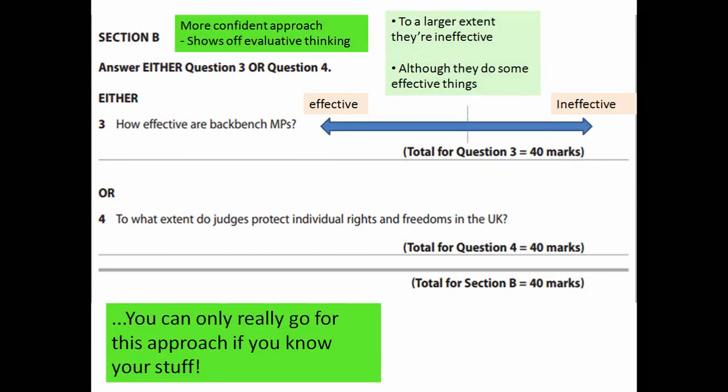But you want to do something a bit more ambitious for these essay questions, to show off more evaluative thinking, a more confident approach. So, let's look at that question again. How effective are backbench MPs? Ideally, you're going to be going into that question thinking along the spectrum of, well, they're either more effective or they're more ineffective. To a larger extent, they're ineffective, although they do some effective things. That would be my argument.